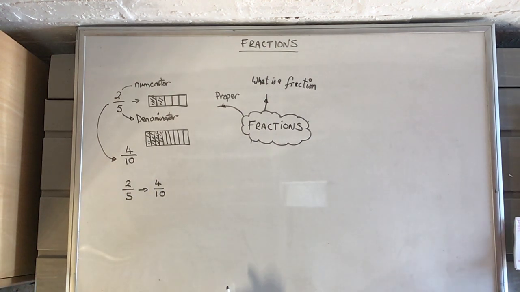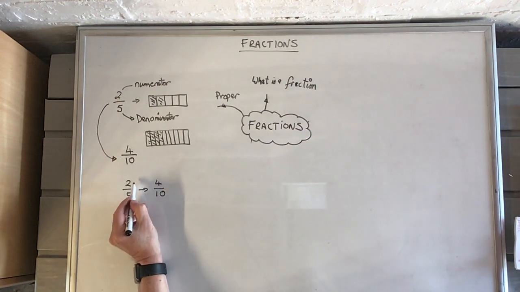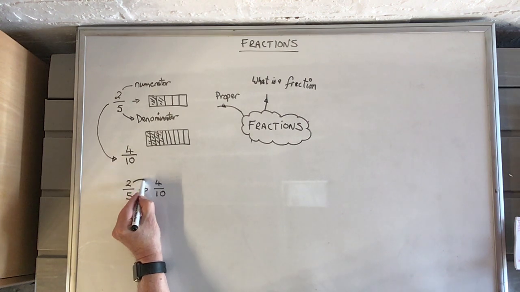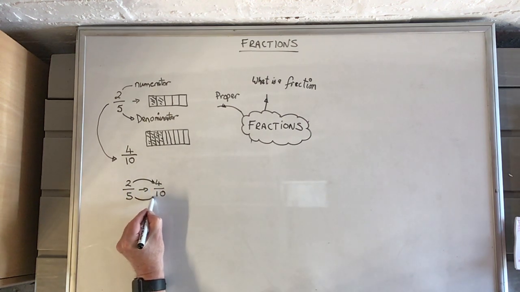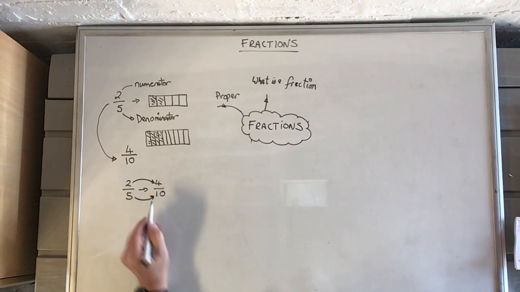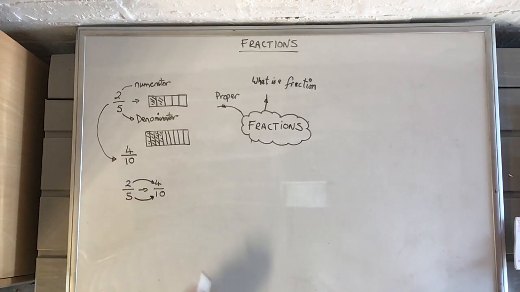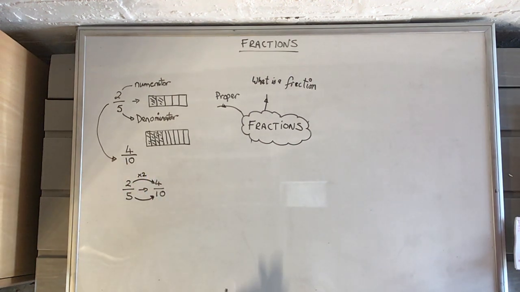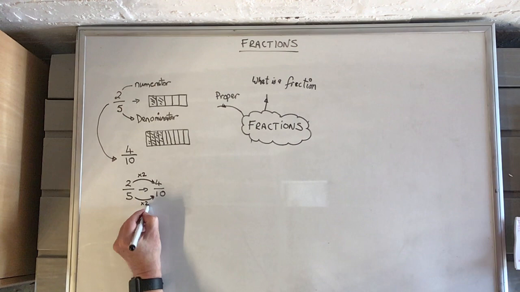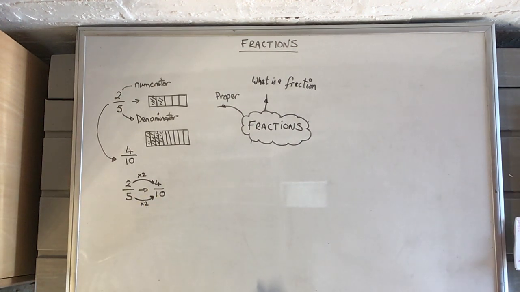Well, we look for a thing that you should have already covered in first year. What do we have to do to the 2 to get to 4? What do I have to do to the 5 to get to 10? 2 times 2. 2 times 2 is 4, and if I times by 2 here, it must be the same number. That gives me 10. So these 2 things are the same.